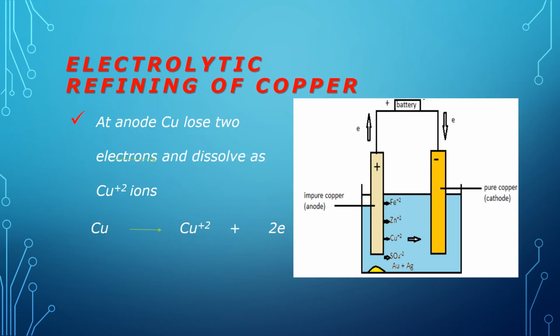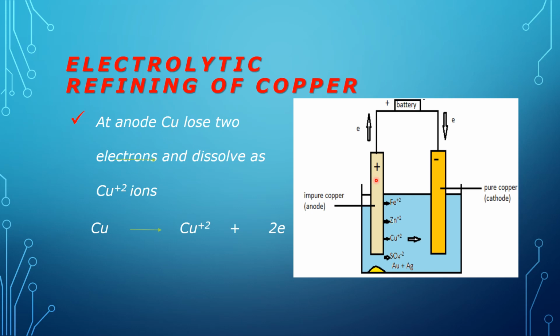Have a look how electrolytic refining of copper is done. In order to refine copper, we will use this electrolytic cell. Have a look. It has a battery with negative and positive terminal. The electrode connected with the negative terminal of the battery carries negative charge. The electrode connected with positive terminal of the battery carries positive charge.